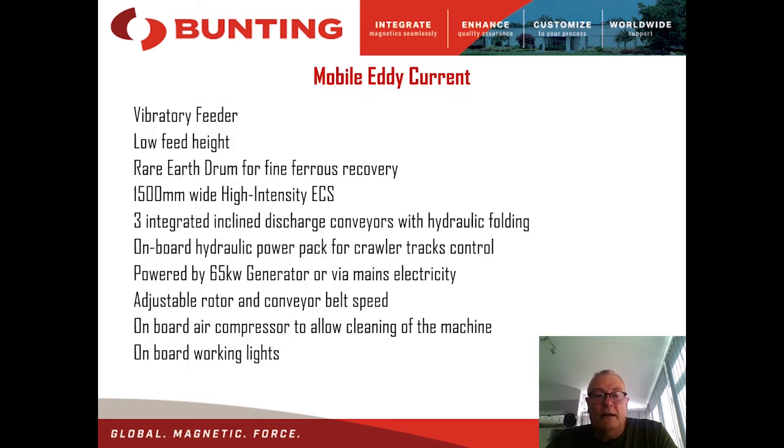So our mobile eddy current will come with a vibro feeder, a rare earth drum for fine ferrous recovery, which you tend to get a lot on these landfill sites, a 1.5 meter wide high intensity eddy current separator, discharge conveyors with hydraulic folding for transportation, hydraulic power packs for the crawler unit, a 65 kilowatt generator, but it can also be run by mains should that be available, adjustable rotor and conveyor speed like a high intensity eddy current separator, onboard air compressor and onboard working light. So it comes as a complete package.